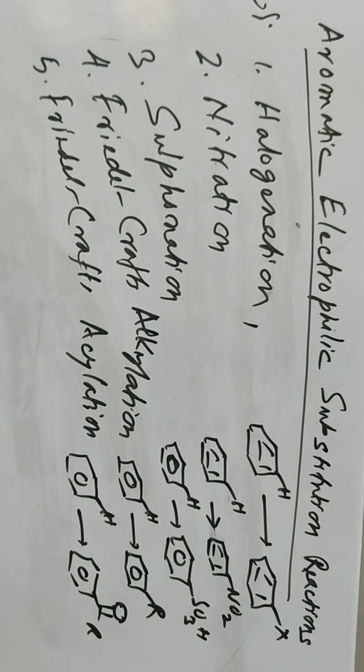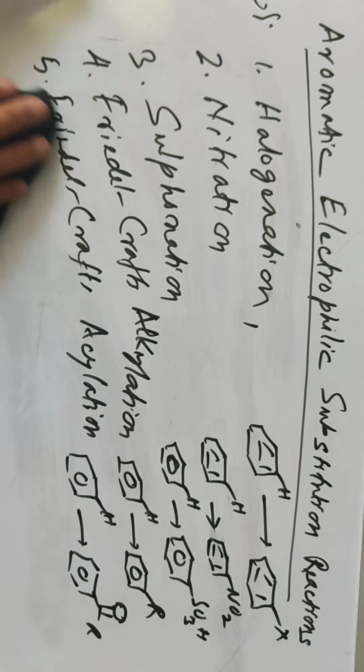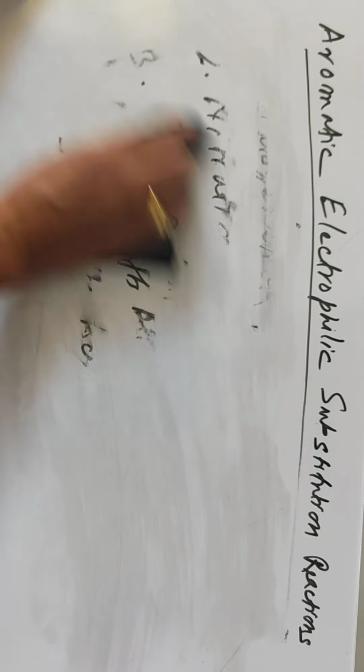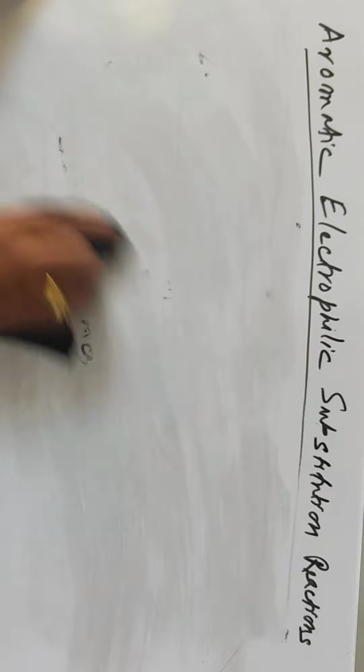So I'm repeating again: in the last class we discussed the different types of examples of aromatic electrophilic substitution reactions. We have halogenation, nitration, sulfonation, Friedel-Crafts alkylation and Friedel-Crafts acylation. Let's discuss these one by one. So let's see halogenation.